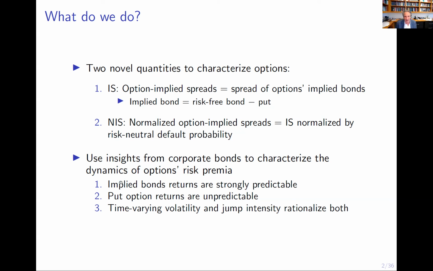However, it turns out these two things are linked, and so we are going to use the notion of corporate bonds to try to understand why these two facts actually happen. What is it that is going on? It turns out that in our structural model, time varying volatility and jump intensity actually turn out to rationalize both facts. But that's in a nutshell what we do today. Okay, so that's the outline. So let me just jump into it.